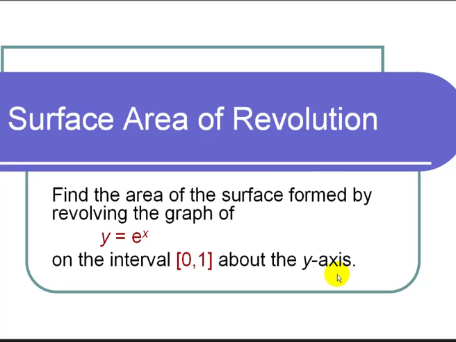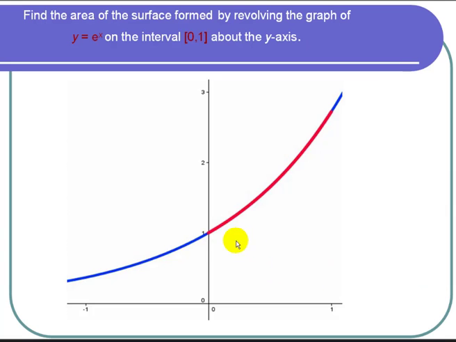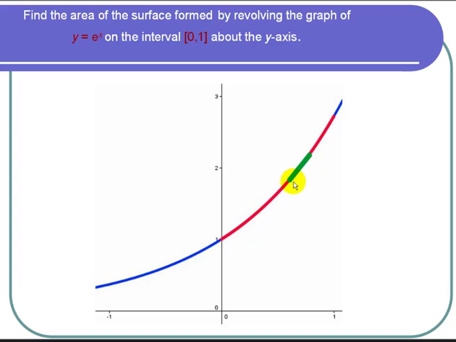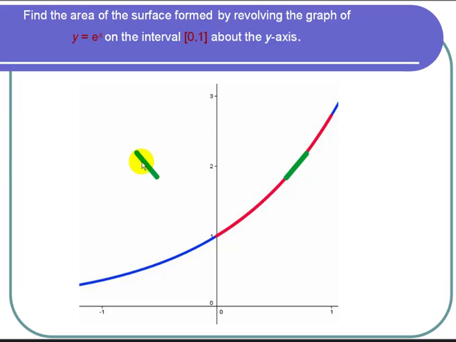So we first graph it, and when I do that, I get the curve y equals e to the x, and between 0 and 1 I've marked in red. Then I'm going to take a cross-section like so, and revolve it around the y-axis. If we reflect it across the y-axis, the other side will be a little cross-section like so.